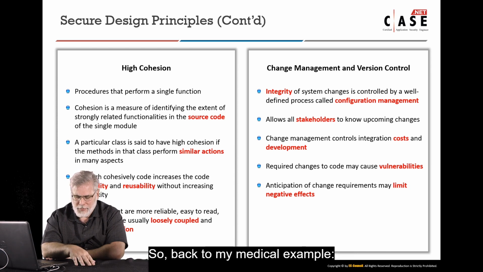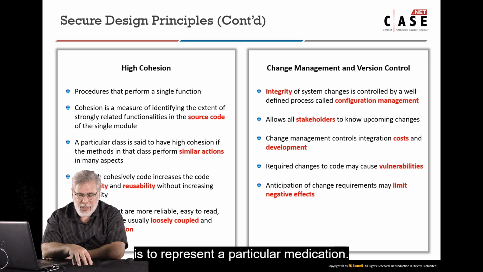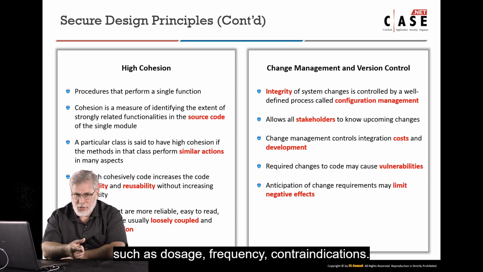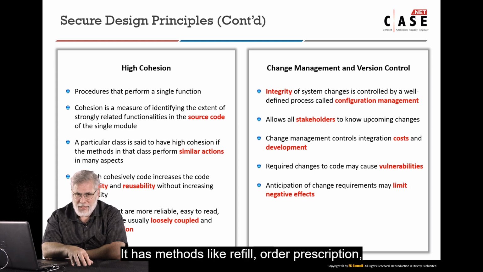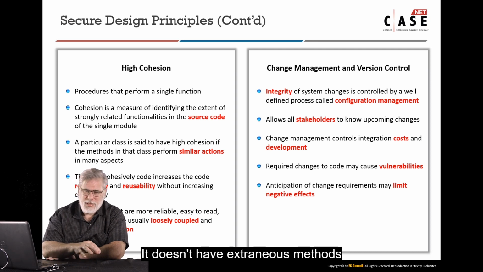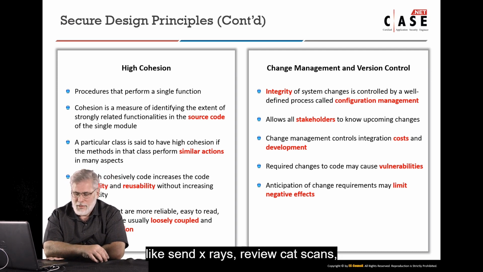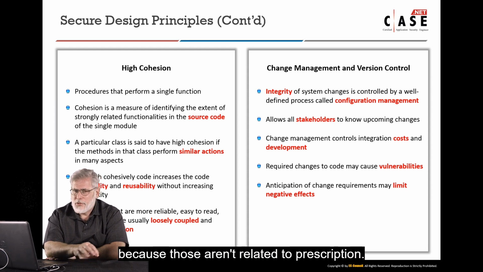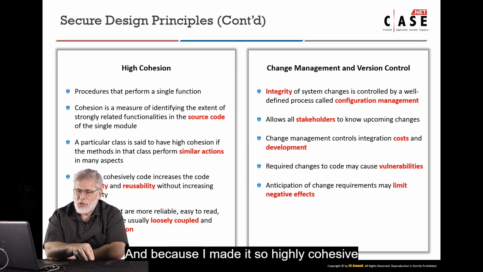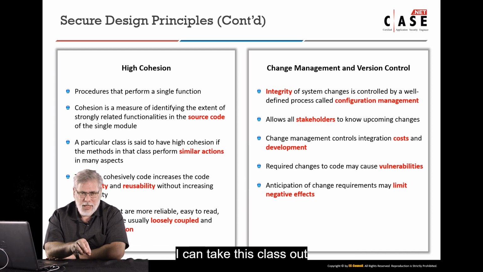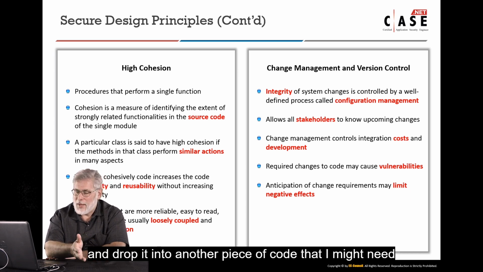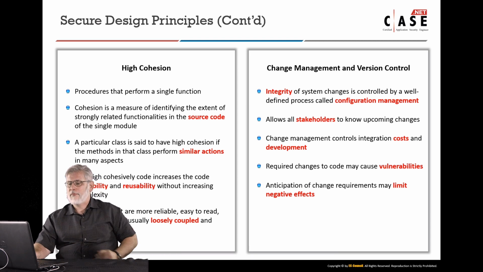So back to my medical example. I have a class and its whole job is to represent a particular medication. It has properties such as dosage, frequency, contraindications. It has methods like refill, order prescription, but that's all it has. It doesn't have extraneous methods like send x-rays, review CAT scans, because those aren't related to prescription. And because I made it so highly cohesive, I can take this class out and drop it into another piece of code that I might need that just needs that functionality.